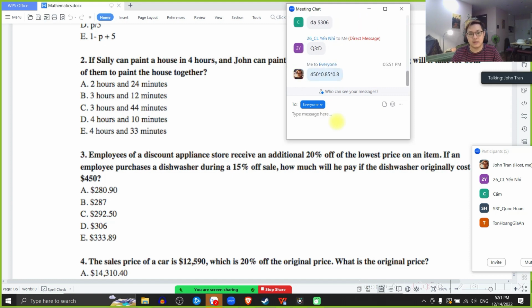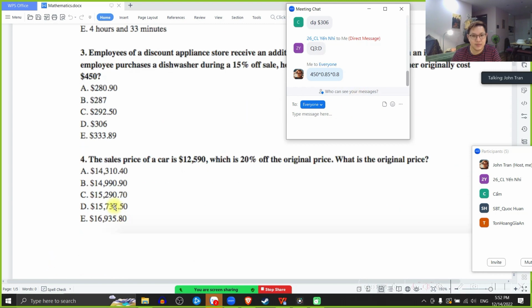So basically, you got 50% off. It means that you have to times 0.85 because you have to pay 85% of the price. And then you get 20% off, which means you have to pay 80% of the price, which is 0.8. So 450 times 0.85 times 0.8. So you get 306. Very good.